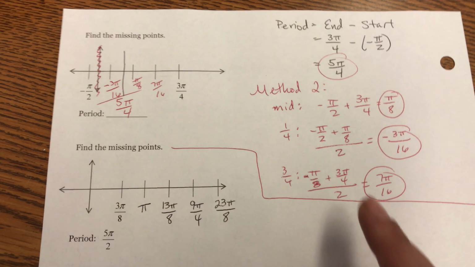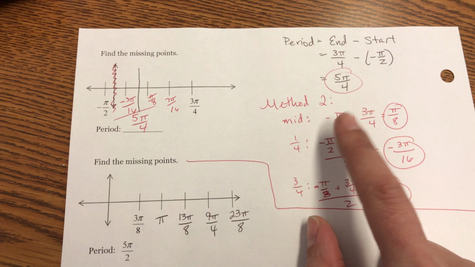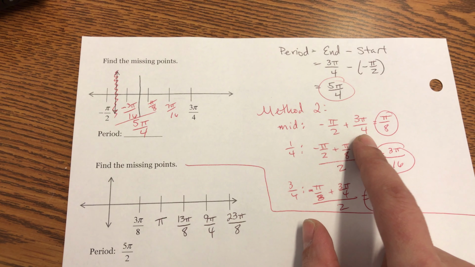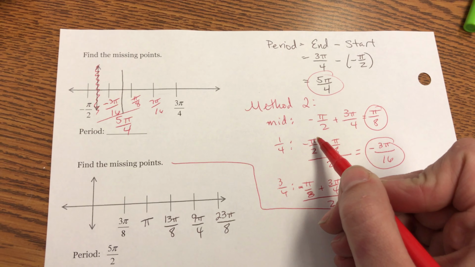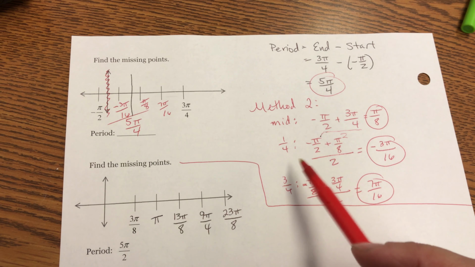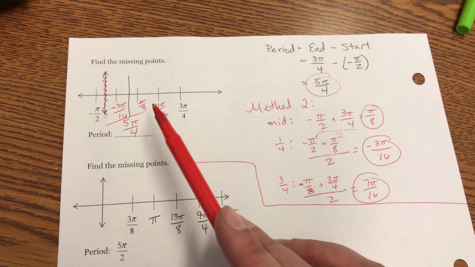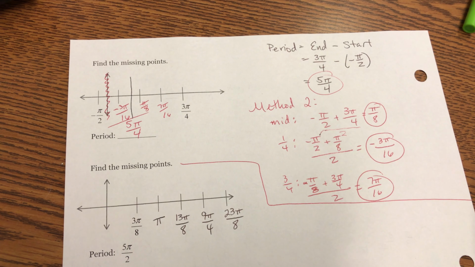This one I'm going to do method 2. So I'm going to take our start point plus our end point, divide by 2, and that is going to get you your midpoint. So don't forget to divide by 2. To get your 1/4 point, you're going to do this part plus this part divided by 2. That's going to get us negative 3 pi over 16.